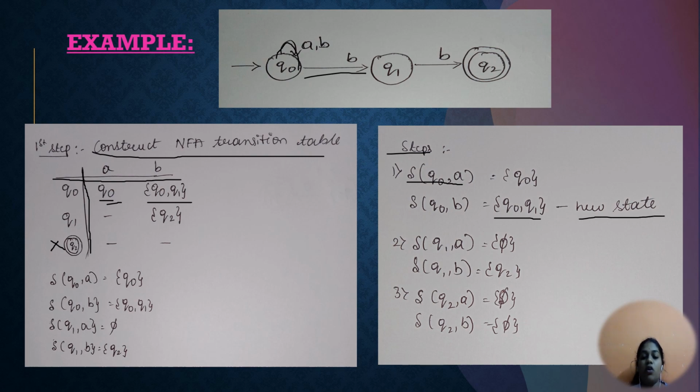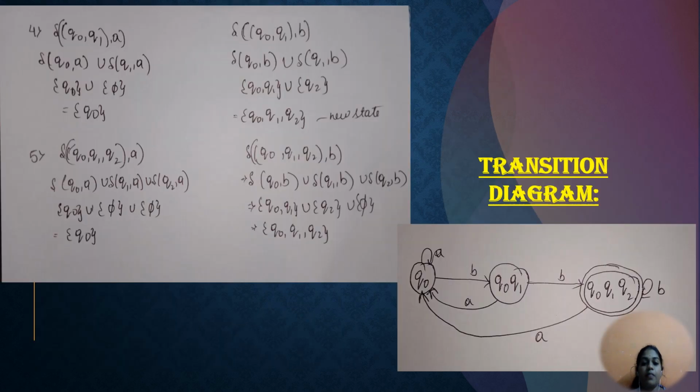Step 2. The transition of Q1 on A doesn't go anywhere, so it is the null state. The transition of Q1 on B goes to Q2. Third step, the transition of Q2 on A is null, and the transition of Q2 on B doesn't go anywhere, so it is a null state. In the fourth step, for the transition of Q0 Q1 on A, we need to take the union of Q0 on A, which goes to Q0, and Q1 on A, which is null, so the state we get is Q0.